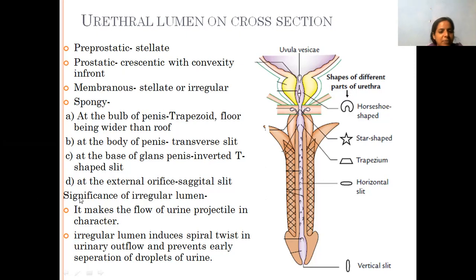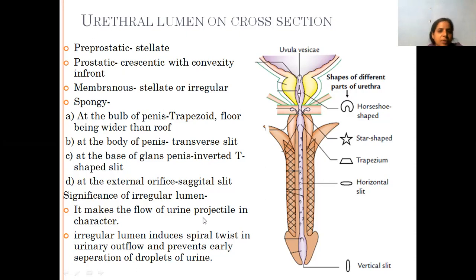So the significance of the irregular lumen of the urethra is that it makes the flow of urine projectile in character. The irregular lumen induces a spiral twist in the urinary outflow and prevents early separation of droplets of urine.